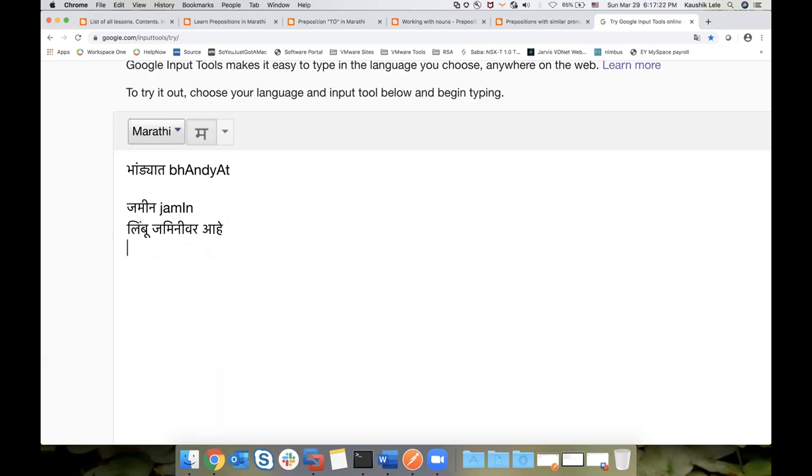The egg is in front of the cooking bowl. Anda kakdi samor ahe. Can you say the English sentence again? The egg is in front of the cucumber. Cucumber. Okay. And then, anda kakdi samor ahe. So who can say whether it is right or wrong? Can you say it again first? Anda kakdi samor ahe.